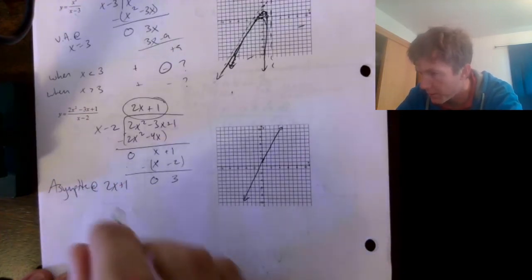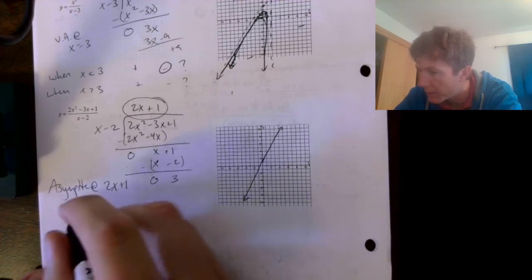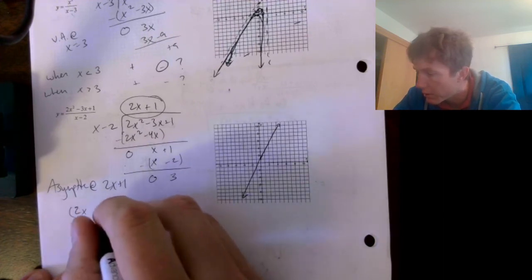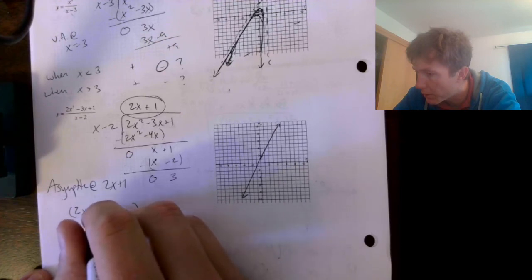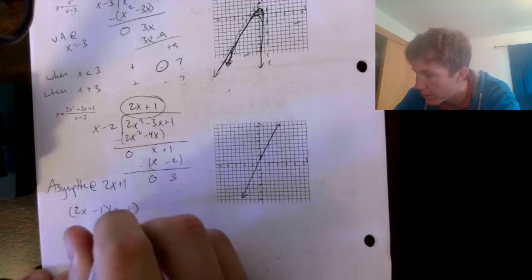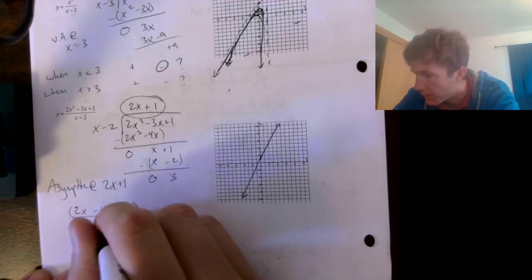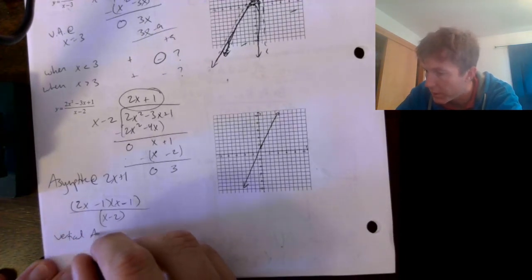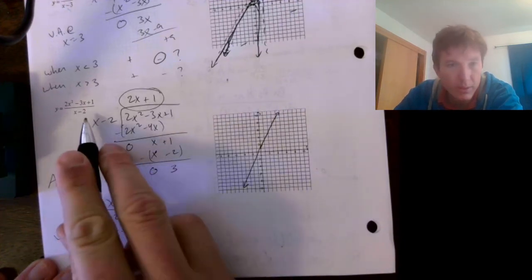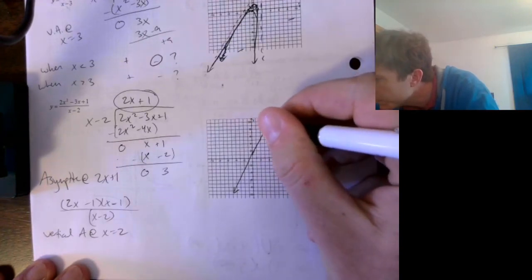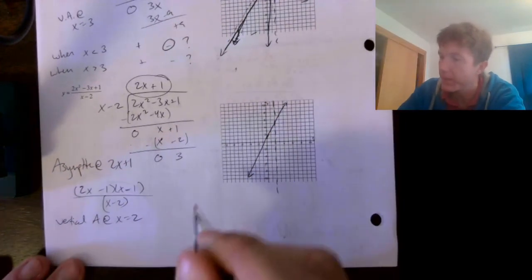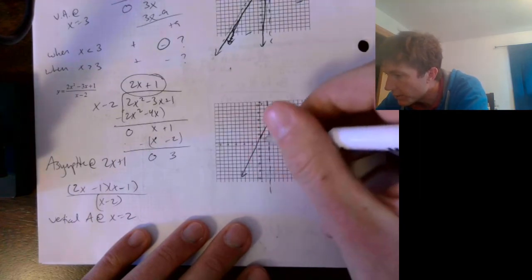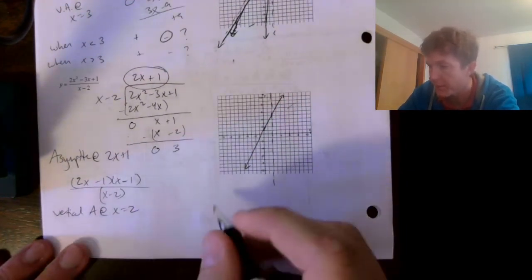I have a vertical asymptote. Let's see if I can factor this at all. Break it down: 2x minus 1, x minus 1. Okay, it doesn't really factor down at all. So I'm going to have a vertical asymptote at x equals 2. That's derived from my base there. Okay, and then to get my behavior, it's either going to look like this and this, or this and this. So let's plug in some values.